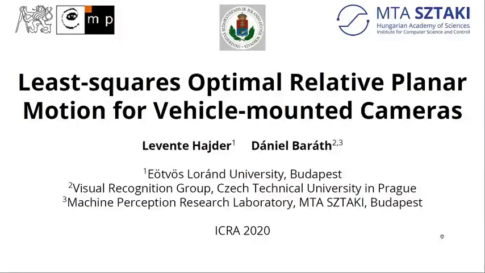We propose a novel method that optimally computes the relative pose between two frames of a vehicle-mounted camera. The paper is written by Levente, Hajder and Barath. The presenter is the first author. It is a joint work of Eötvös Loránd University and the Institute for Computer Science and Control from Budapest, Hungary, and the Center for Machine Perception from Prague, Czech Republic.